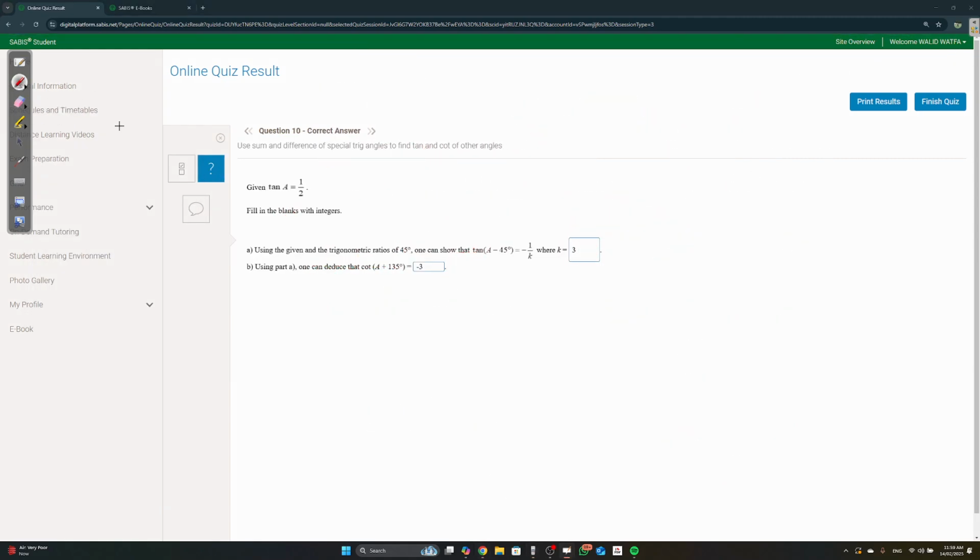Question 10. Given tan A is half, using the given trigonometric ratio of 45 degrees, one can show that tan A minus 45 degrees is equal to minus 1 over k, where k is equal to what? This looks way more complicated than it is. Just what is tan A minus 45? It's tan A minus tan 45 over 1 plus tan A tan 45. We need to see what this equals. Substitute. Very, very easy.